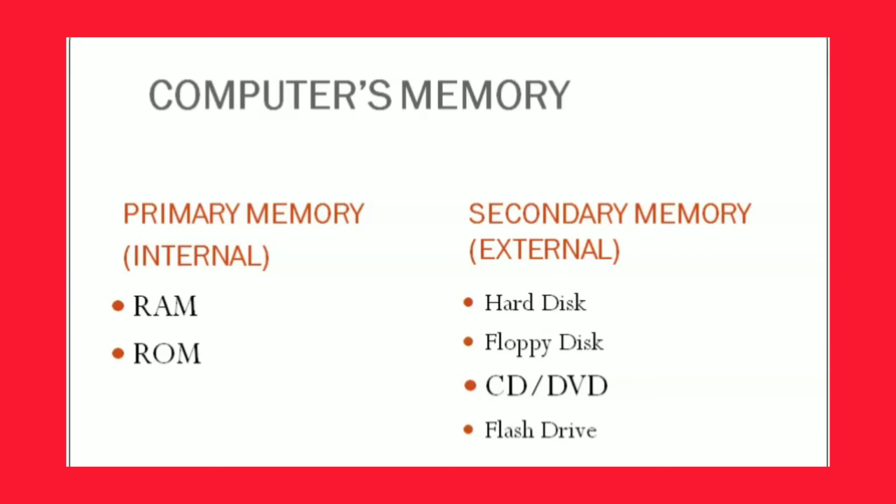Then the second is secondary memory, that is also called the external memory. Secondary memory is used to store a large amount of data and information for a long time. Secondary memory is also called the auxiliary memory or external memory. The hard disks, floppy disks, CD, DVD, and flash drives come in secondary memory.